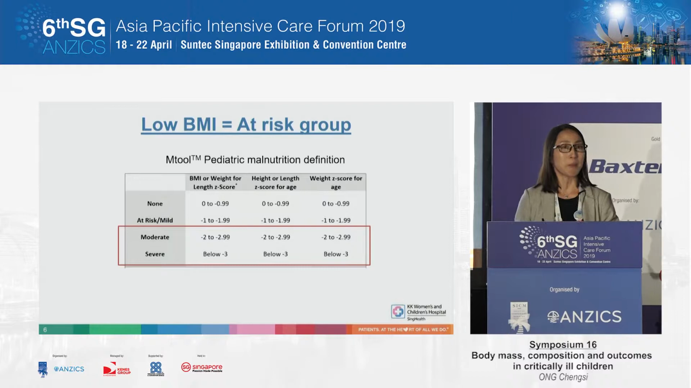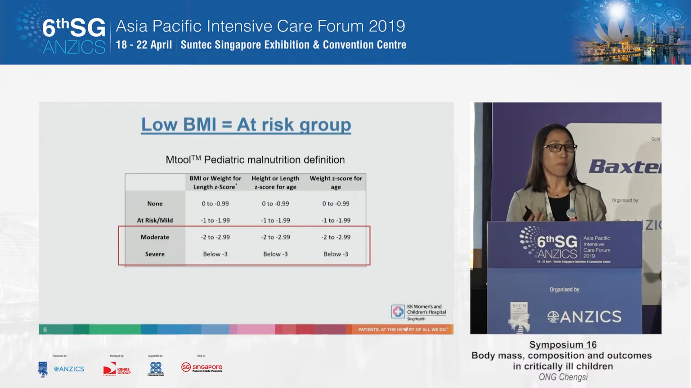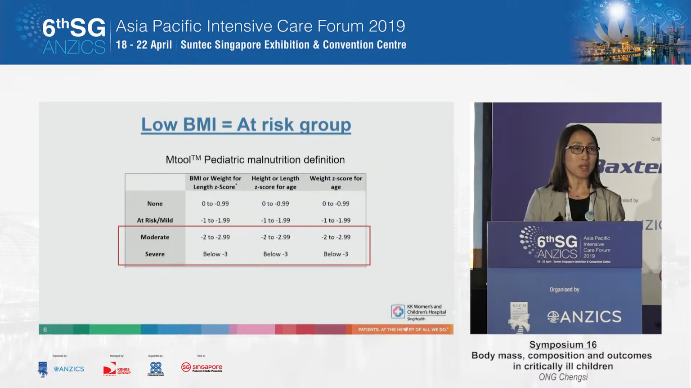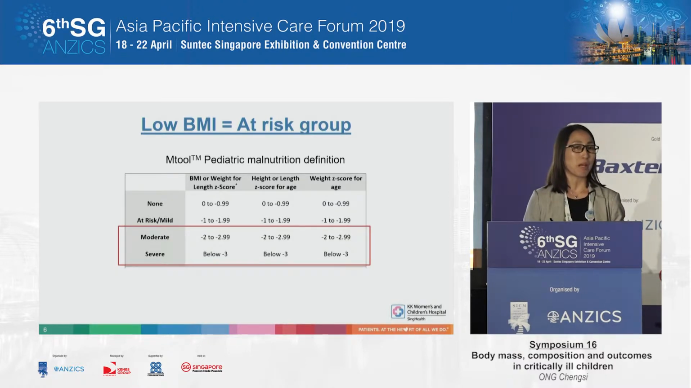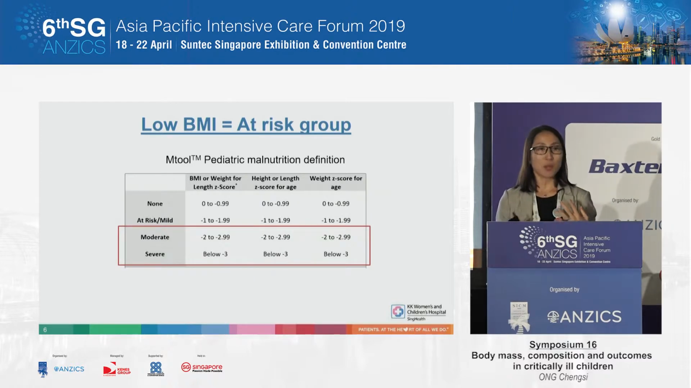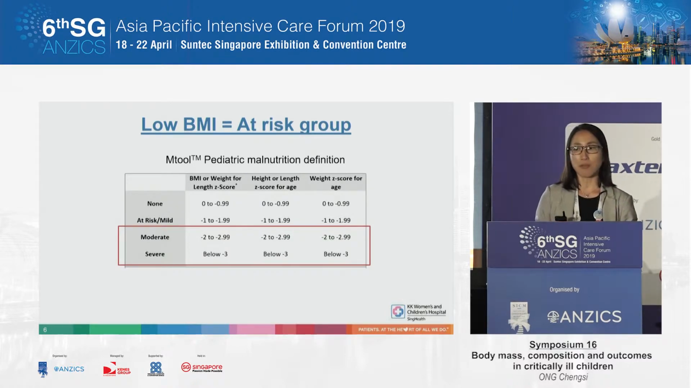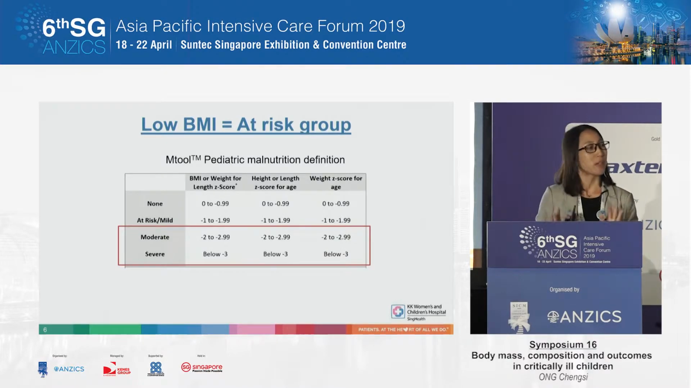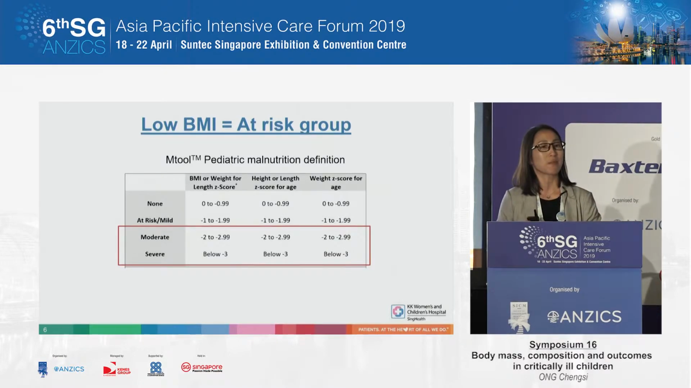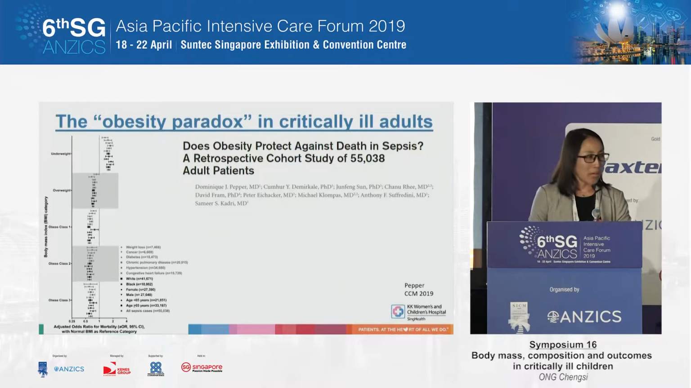So this is a definition of pediatric malnutrition that has been used in Michigan. And you can see that anything below -2 is considered at moderate malnutrition risk, and then -3 is severe malnutrition risk. So looking at these, you would think that, okay, if my BMI Z-score was above -2 or above -1, I would be fine, right? I would be at low nutritional risk. And maybe that is true.